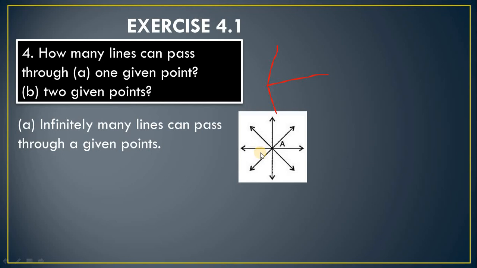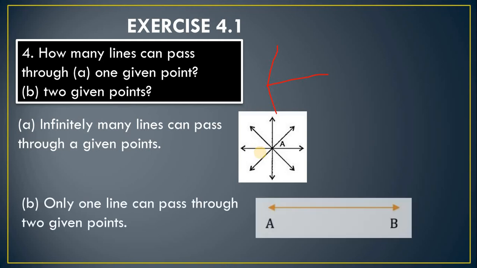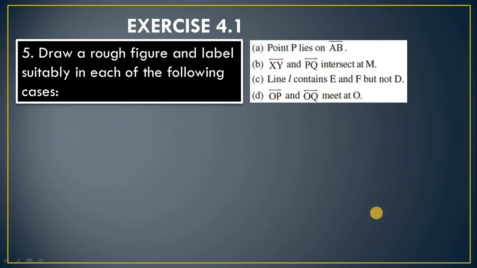Two given points means you can draw only one line. So suppose this is the start point and this is the end point, you can put there only one line. So only one line is possible.